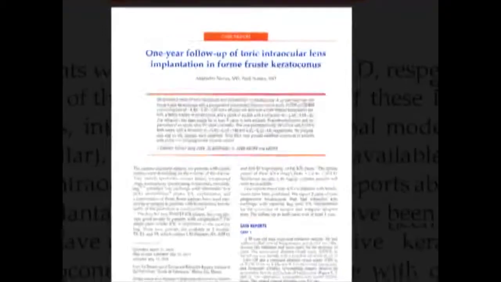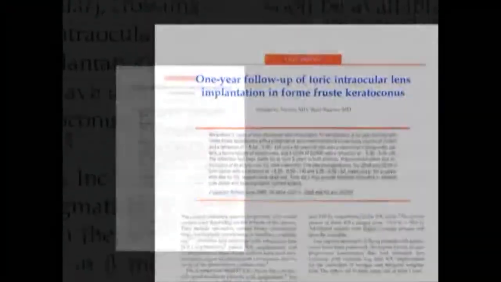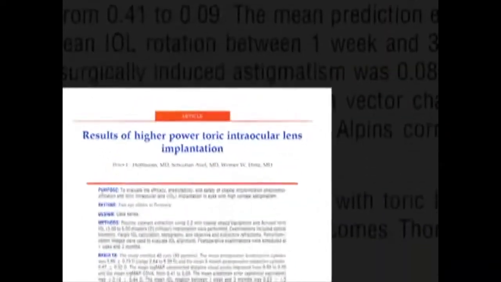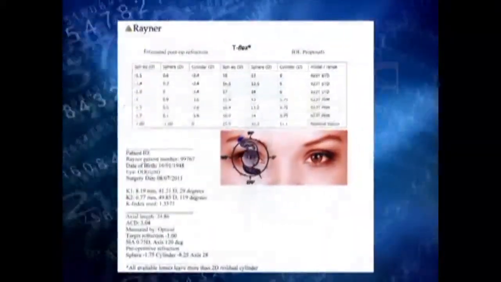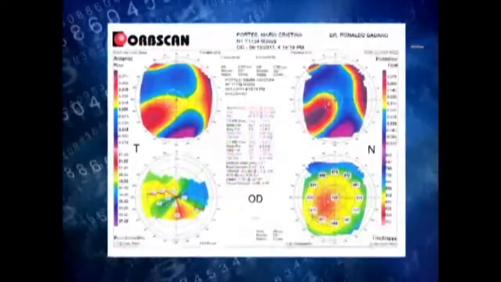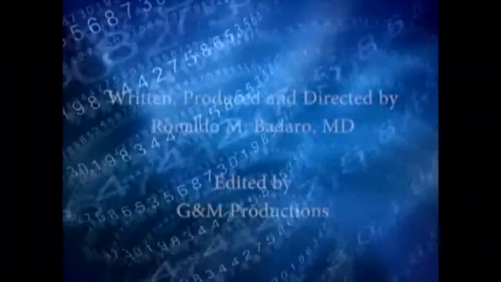This case and many more presented lately in the literature and in meetings have shown that toric IOLs are effective for the surgical correction of irregular astigmatism in keratoconus patients, but we, as surgeons, must keep striving to solve the case puzzle. Thank you very much for your kind attention.